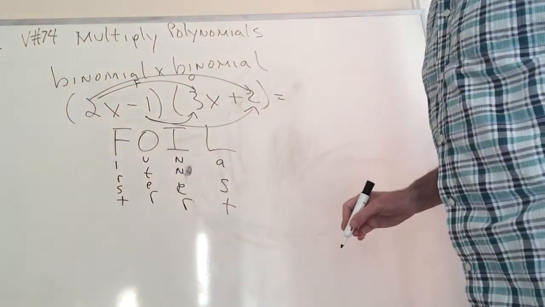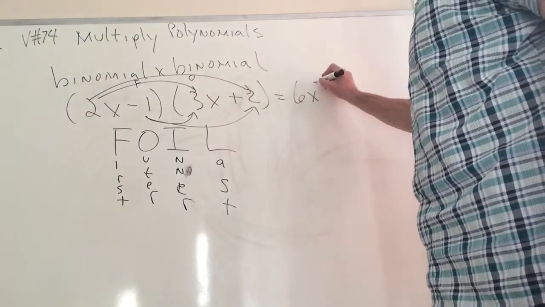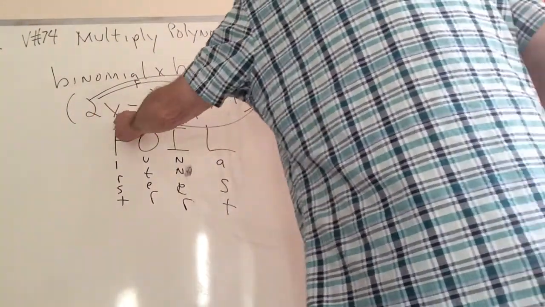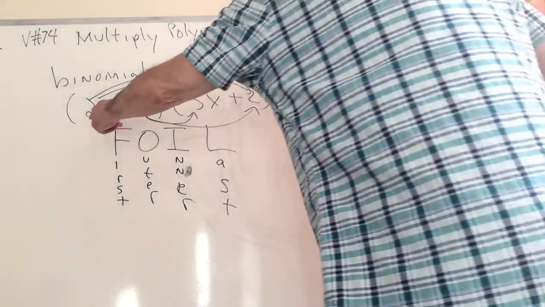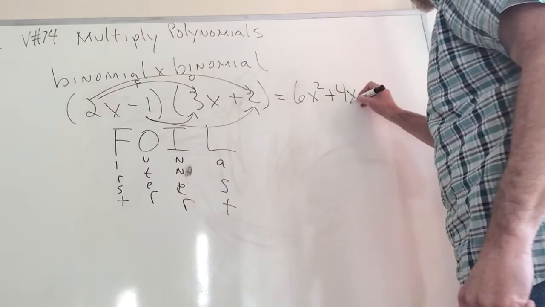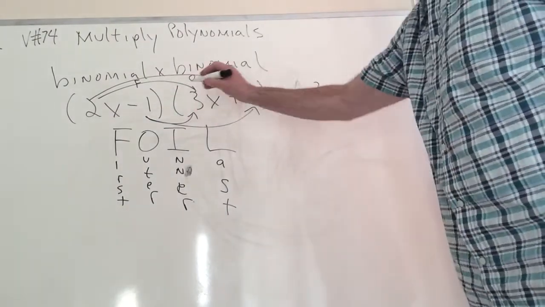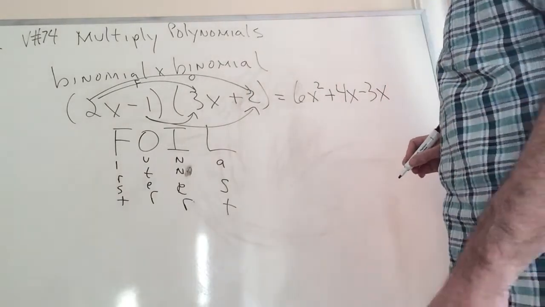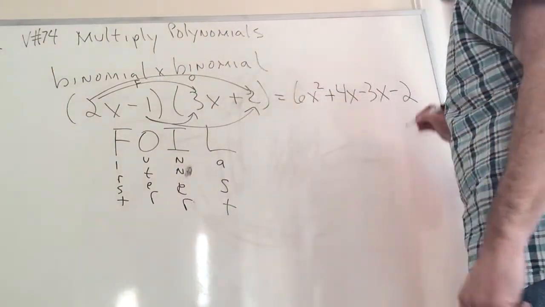So let's see what we have. We have 2x times 3x is 6x squared. So the weaker students should see that clearly. 2 times 3 is 6. X to the 1 times x to the 1 is x to the 2. Then I go to the outer. 2 times 2 is 4. X tags along. Then I go to the inner. Minus 1 times 3x is minus 3x. I'm checking there, yeah, we're in great shape. And then minus 1 times positive 2 is minus 2.